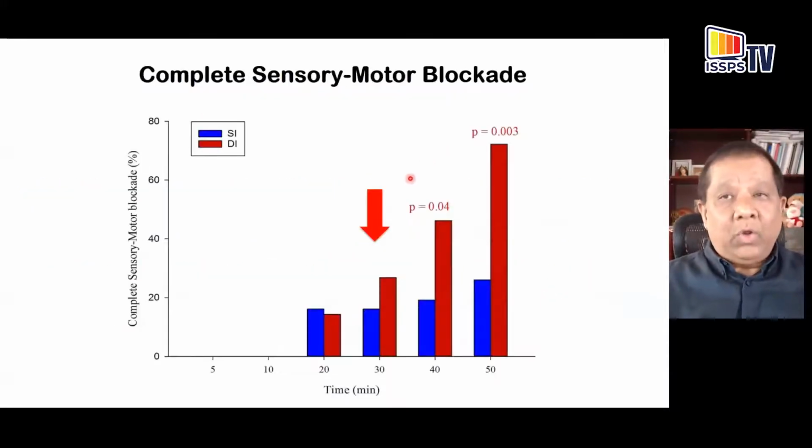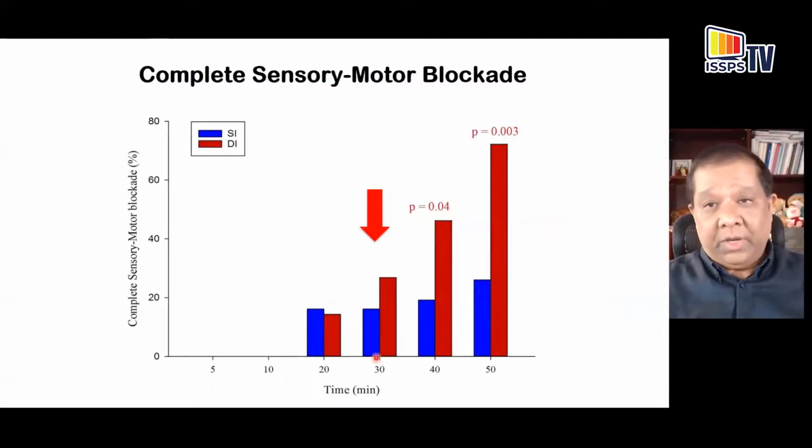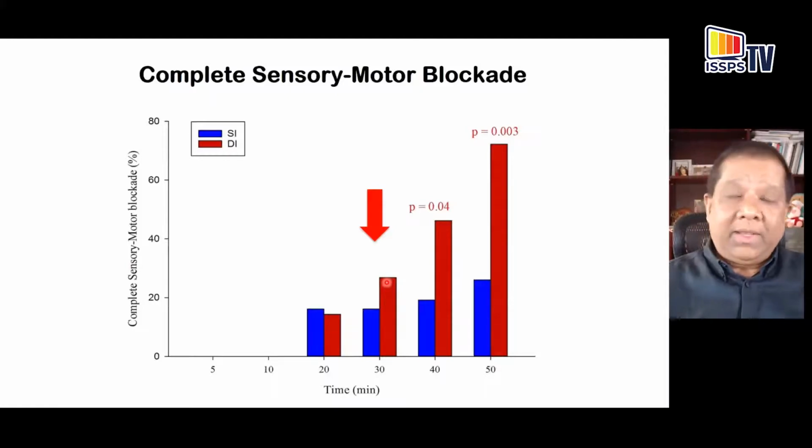But again, when you look at the incidence of complete sensory motor blockade, if you're going to do surgical anesthesia at 30 minutes, even 2 injections with a circumferential spread above the divergence only gives you about 35% on average complete sensory motor blockade. Now, that's not really a block that you can say is very consistent.